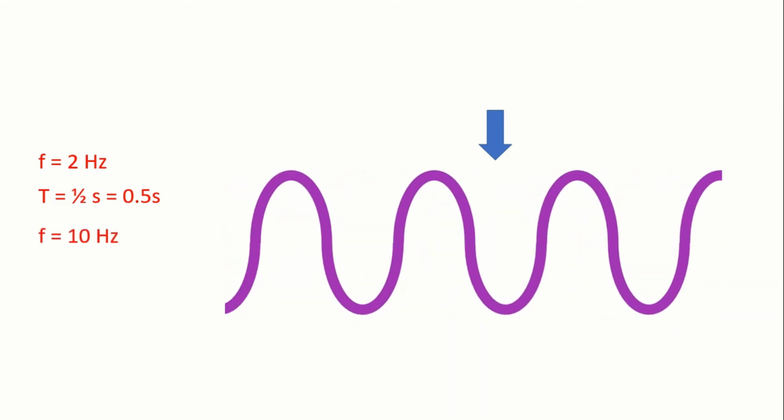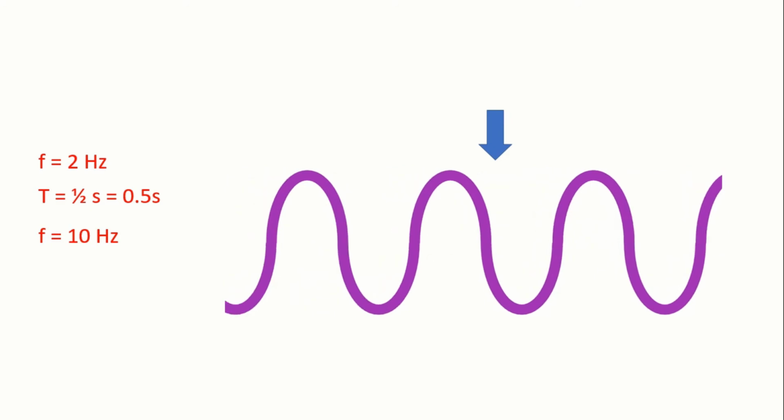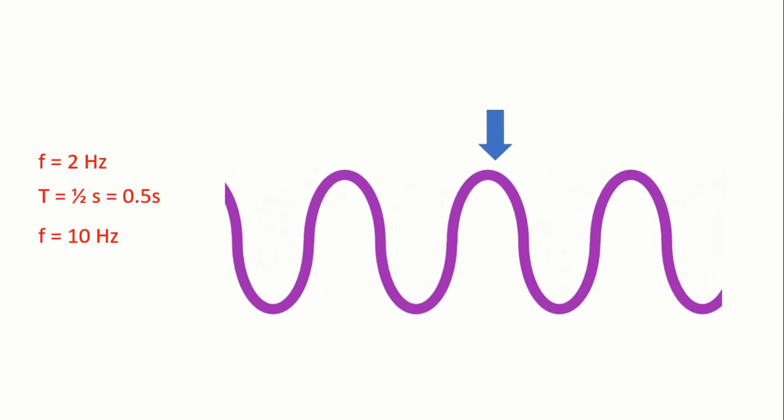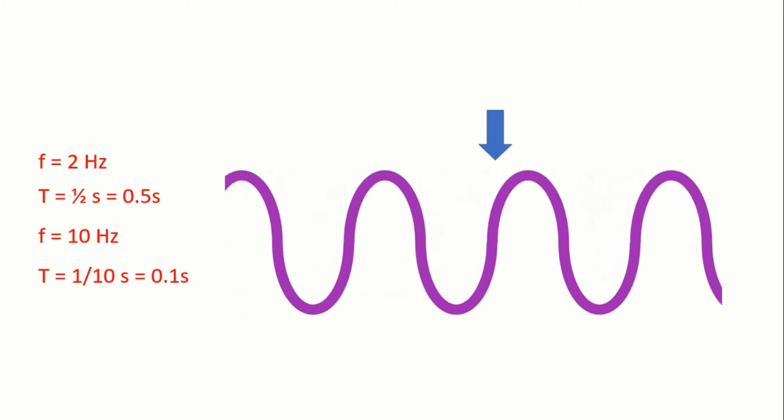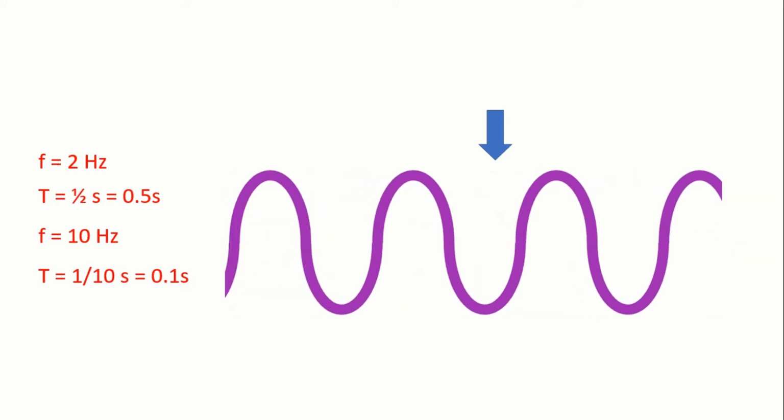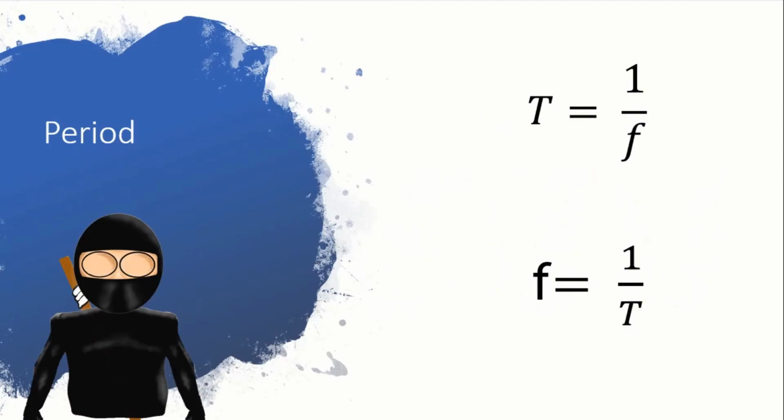If the frequency was 10 Hz, it would mean that we were having 10 waves per second passing the arrow, and a new wave every 10th of a second, giving us a period of 0.1 seconds. You can see that the period is 1 divided by the frequency. In fact, the period and the frequency are the inverse of each other. Meaning that if we know the frequency, the period is 1 divided by the frequency, and likewise, if we know the period, the frequency is 1 divided by that period.